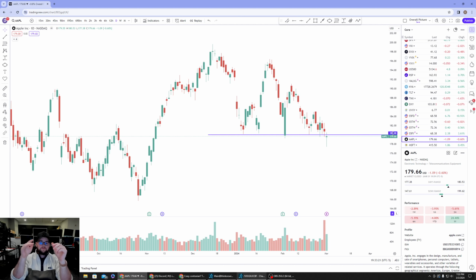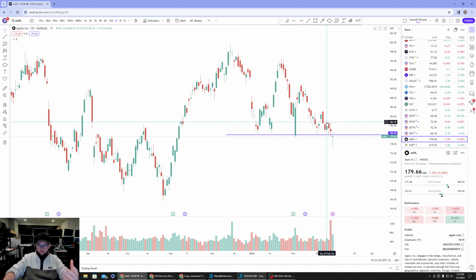Okay, so definitely keep an eye on 180 and see if Apple starts to reject like it did on Friday and starts to roll over. That's also bearish. I'm going to go over an email. Now we're getting into the SMH thing.